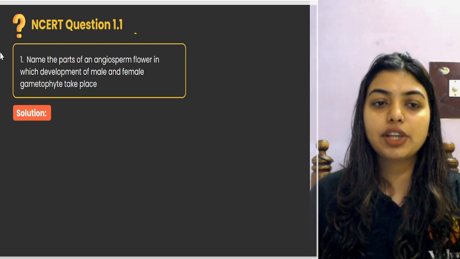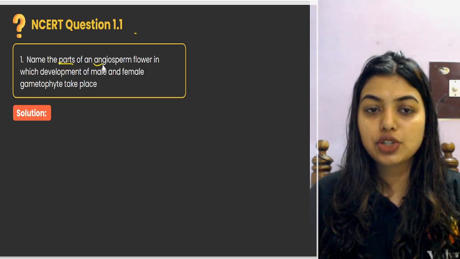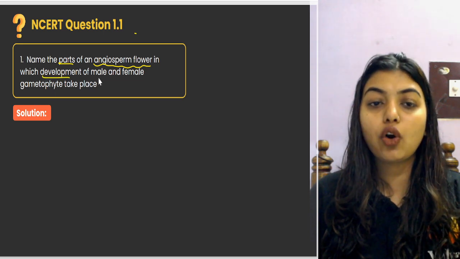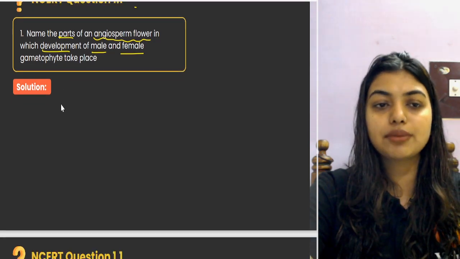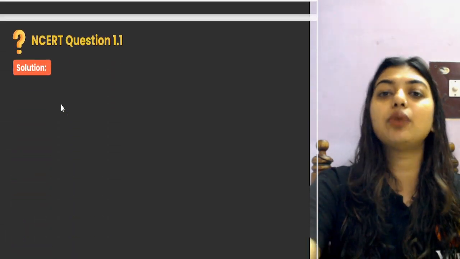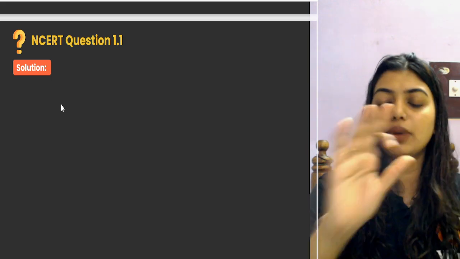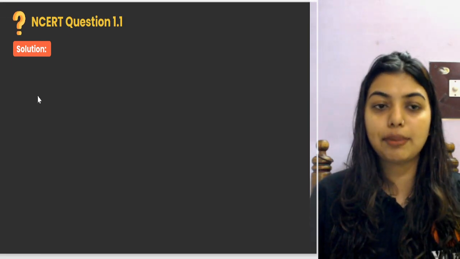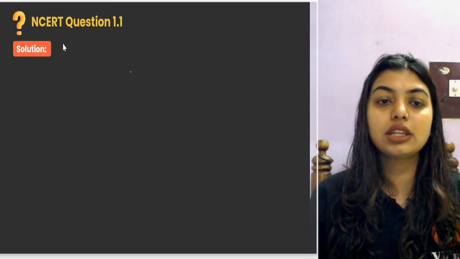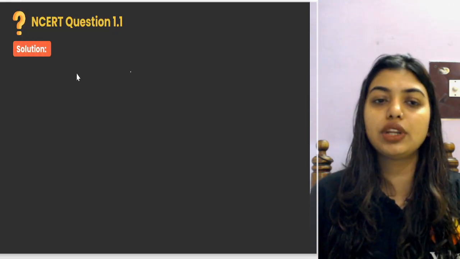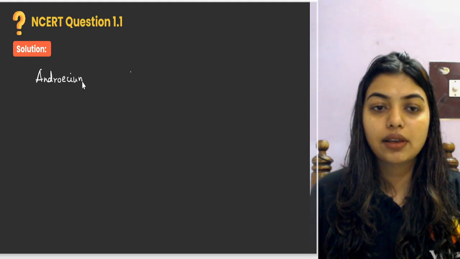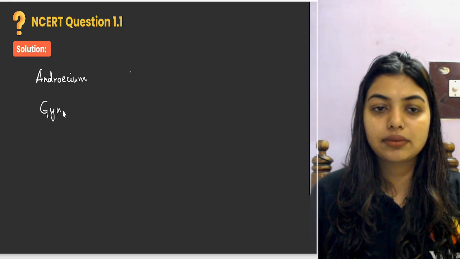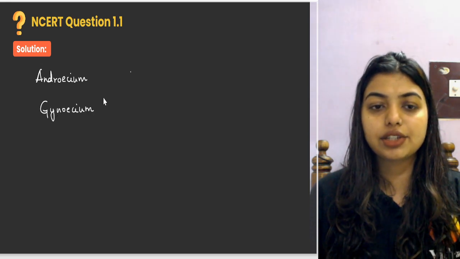Now the first question says: name the parts of an angiosperm flower in which development of male and female gametophyte takes place. Whenever such questions come, students, depending on the marks of the question, I would request all of you to write accordingly. Because the question asks about the male and the female gametophyte that is helping in sexual reproduction. If it is a 1 mark question, you only have to write androecium and gynoecium, nothing else for 1 mark.